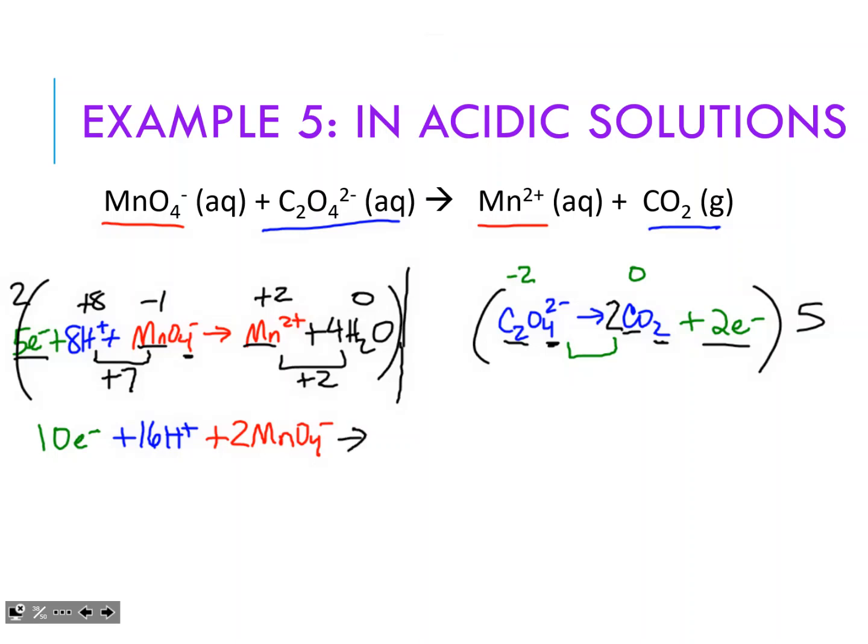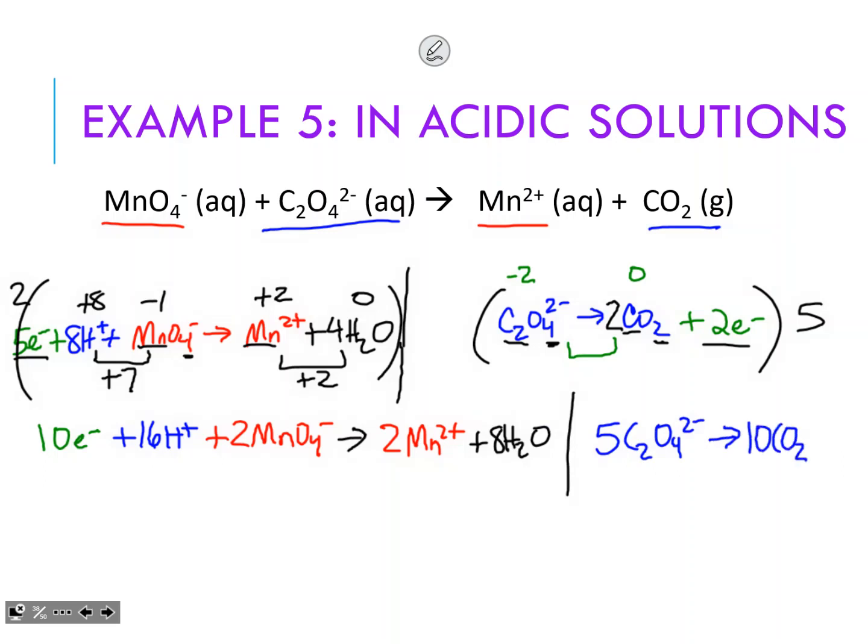That's going to give us over here 2 manganese 2 ions, and we're going to get 8 waters. On this side, we're going to end up with 5 oxalates going to 10 CO2s. And we're going to have 10 electrons over here.